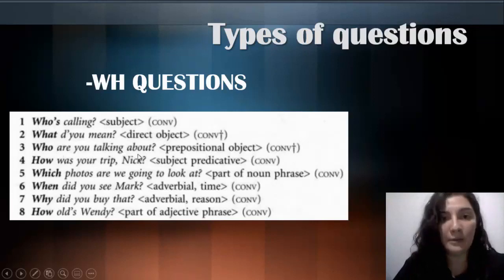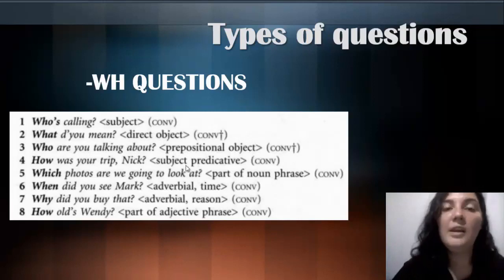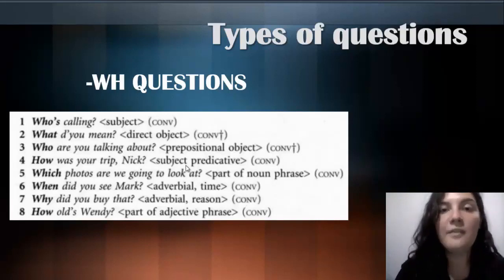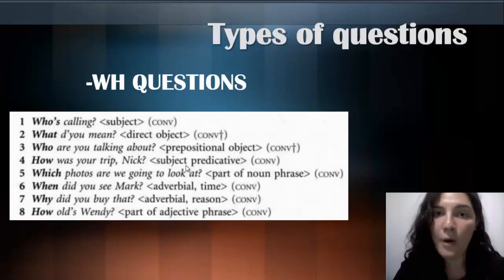Who are you talking about? I'm talking about Mary. Mary in this case would be the prepositional object or the complement of the preposition, which is another way to call it. In the case of how was your trip, Nick, we can answer it by saying it was nice. Was is a copular verb, so what comes after copular verbs and linking verbs is called subject predicative. Subject predicative is another way to call a complement. From now on, we're going to use that term for complements, subject predicative.